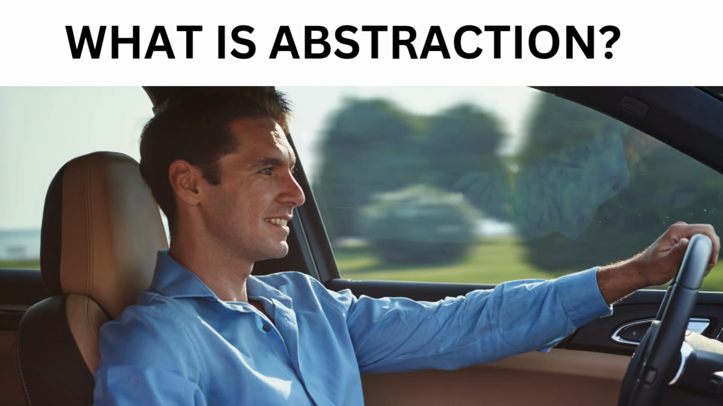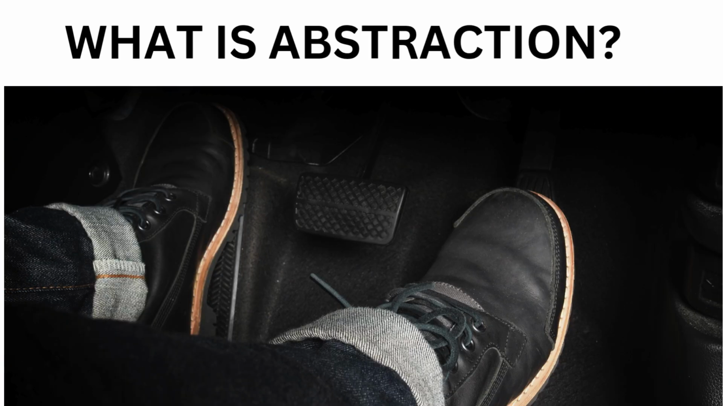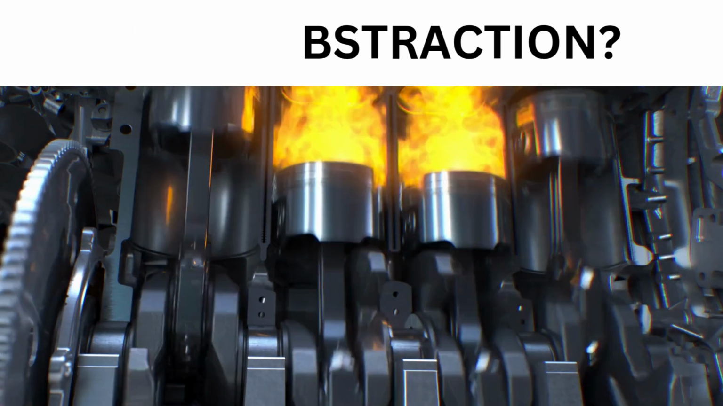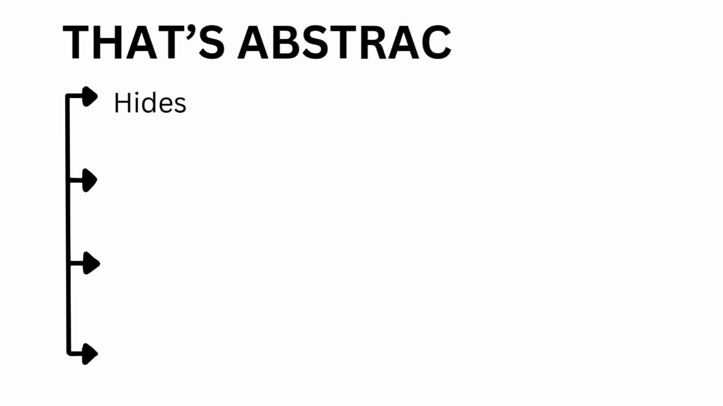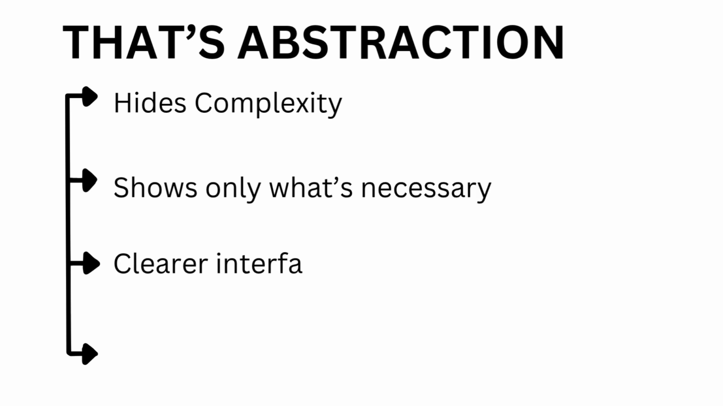Next is abstraction. You drive a car, you turn the steering, press pedals, but you don't worry about how combustion works. That's abstraction. It hides complexity and shows only what's necessary. In code, we do this by building clearer interfaces.